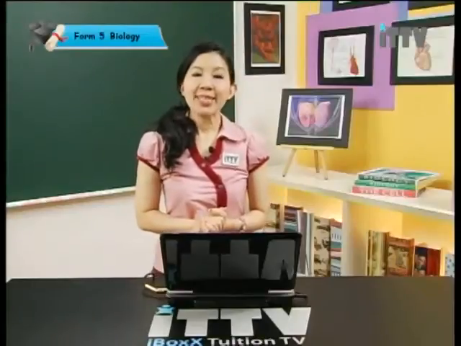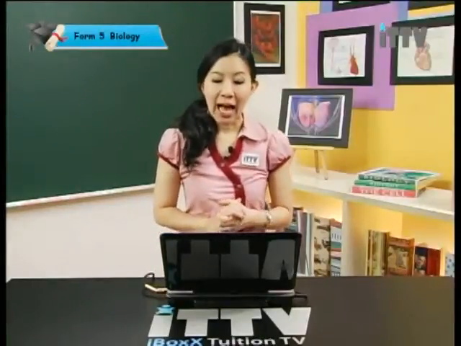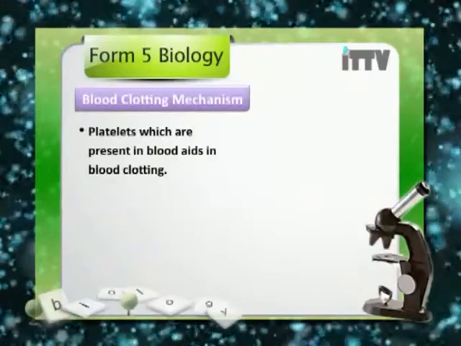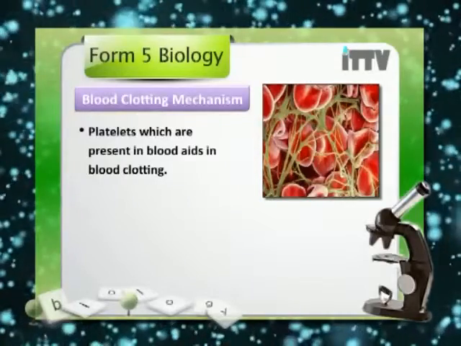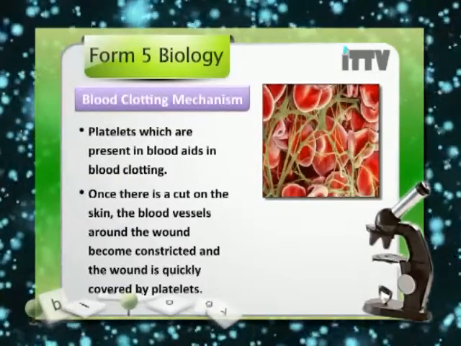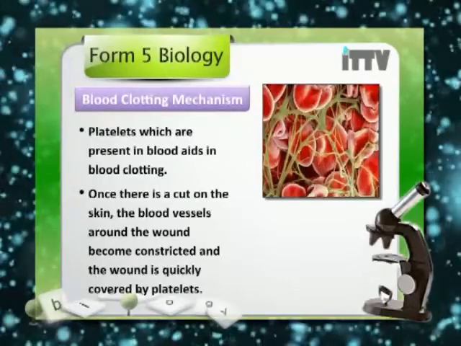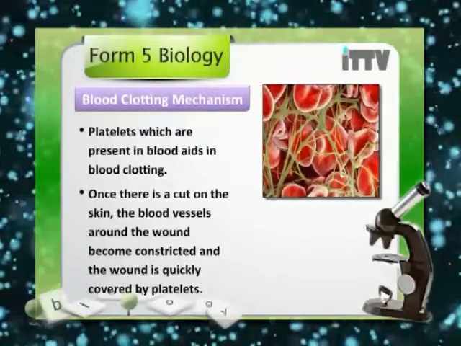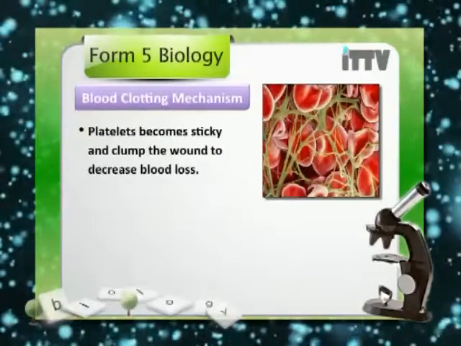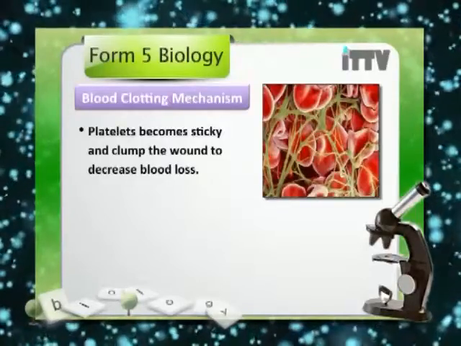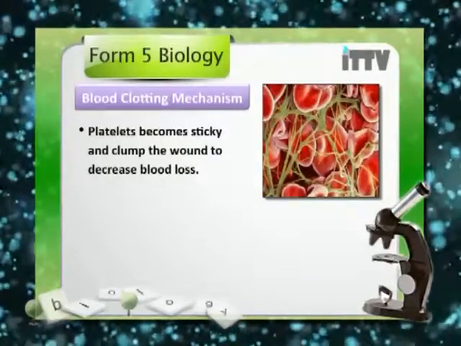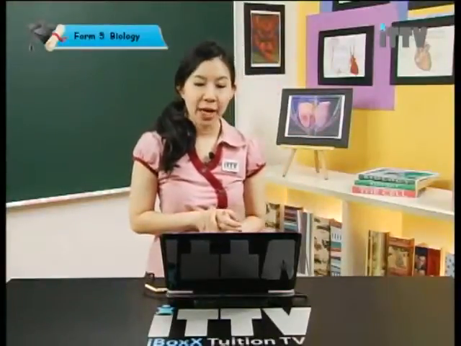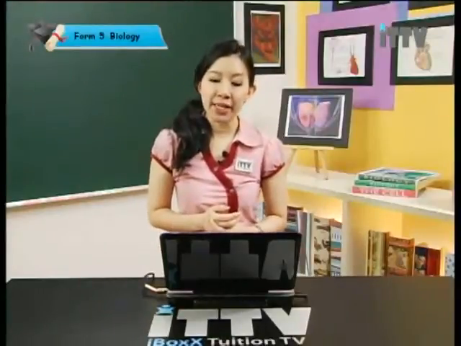Now, let's look at the blood clotting mechanism. How exactly does the mechanism operate? Platelets which are present in blood aid in blood clotting. Once there is a cut on the skin, the blood vessels around the wound become constricted and the wound is quickly covered by platelets. The platelets become sticky and clump at the wound to decrease the blood loss. Now let's look at the flow chart of the blood clotting mechanism because it's actually more complex and intricate.